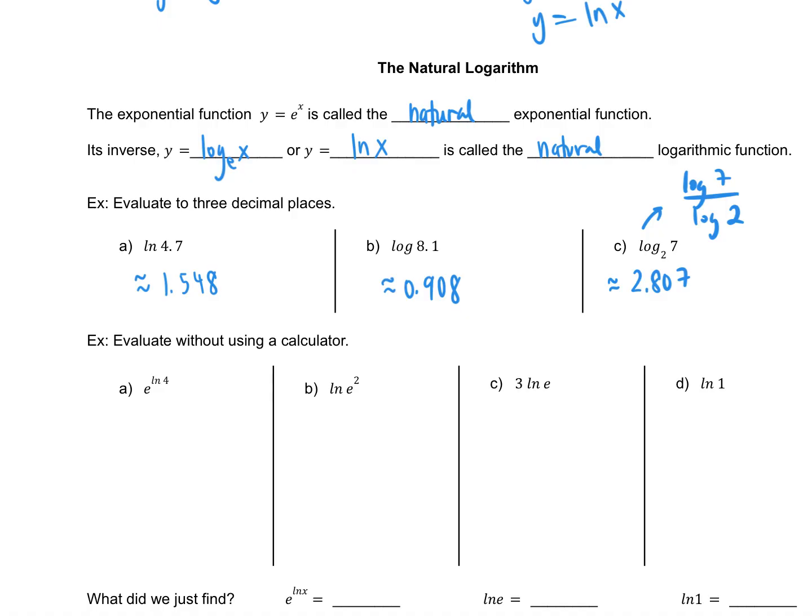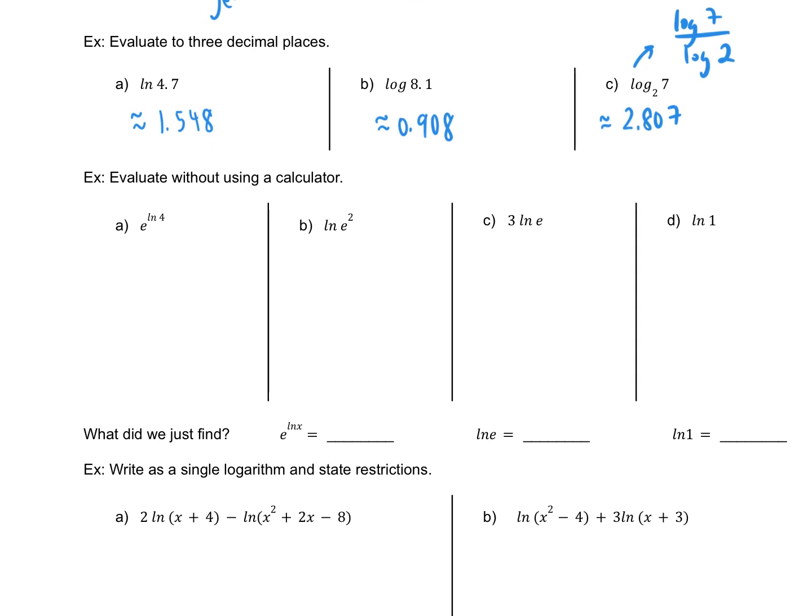Now, some log properties, but applying them to the natural logarithm. E to the power of ln 4. Now remember, ln is just log base e. So when we see it like that, we see, oh, the two bases match, of the exponent and of the log. So this is equal to 4.